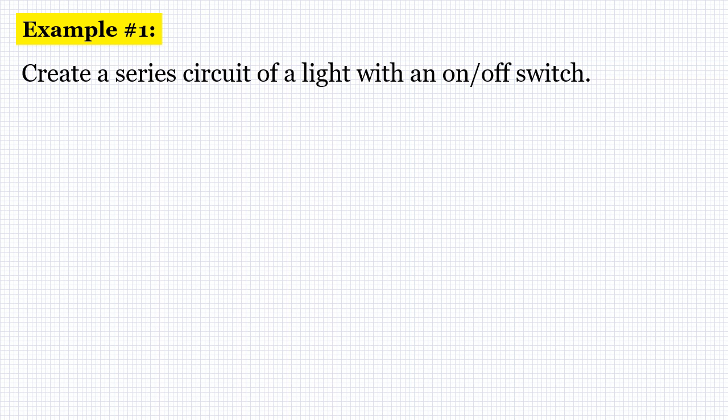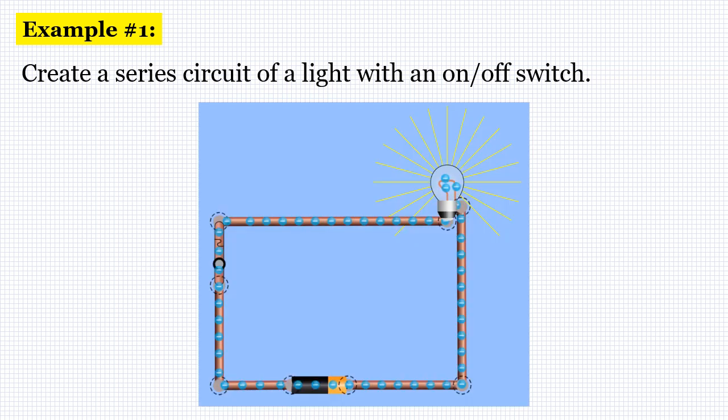All right, so hopefully by now you've had a chance to play around with that. And when I created this circuit, I had something that looked like this. So in the picture, you can see I have my power source right here. Here is my switch, and then here is my light bulb. And as you can see from the picture, my light bulb is on.